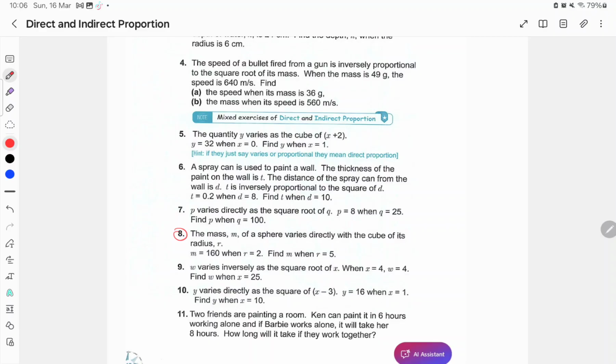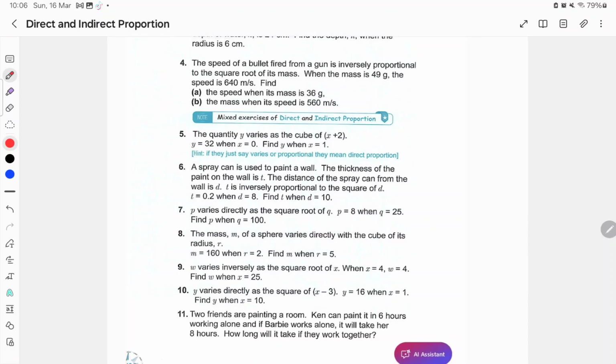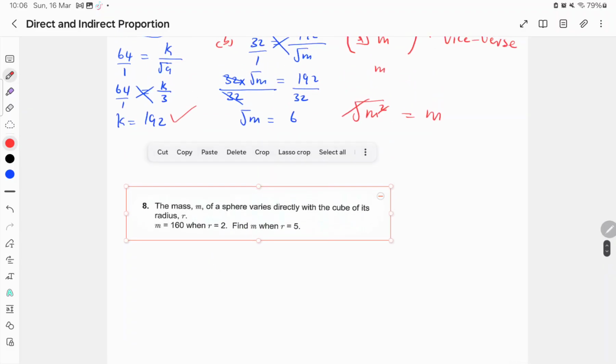Number 8, okay? We're gonna look at number 8. I want us to look at number 8. Okay, so yes, there we have our number 8 there.